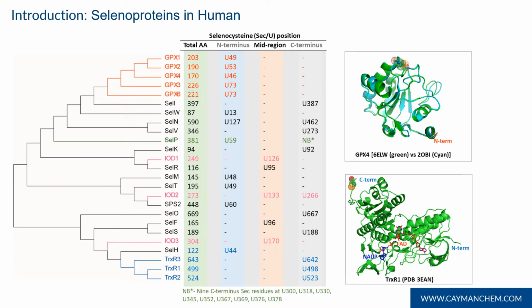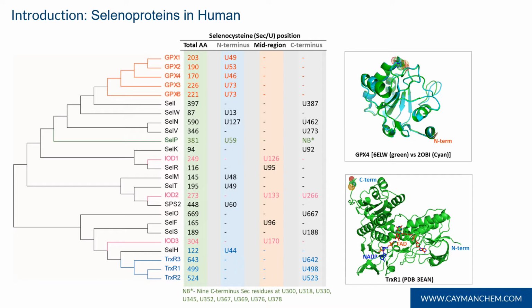Here we focus on N and C terminus selenoproteins, considering the representative examples of GPX4 and rat thioredoxin reductase respectively. The right panel shows the crystal structure of GPX4 and rat thioredoxin reductase, showing the selenocysteine residue in colored dots. The top panel shows the overlaid crystal structure of the mutant selenocysteine 46 to cysteine in cyan and the wild type containing selenocysteine at residue 46 in green for GPX4.